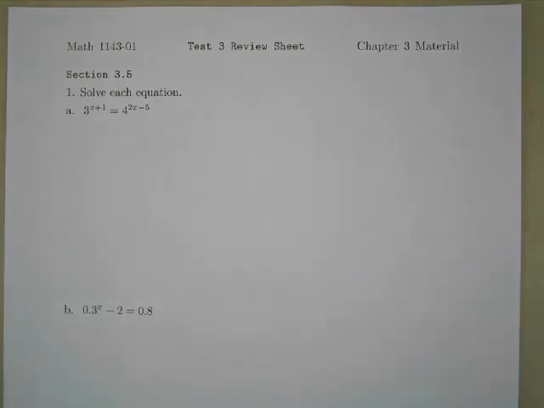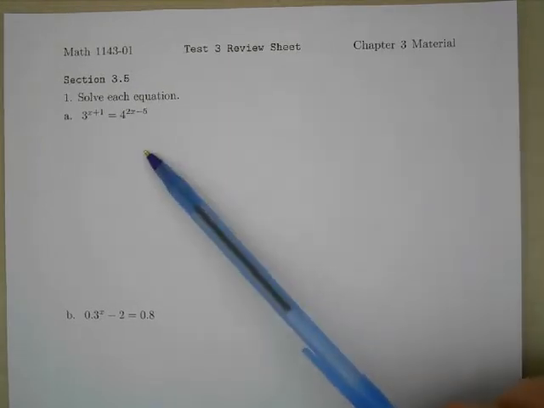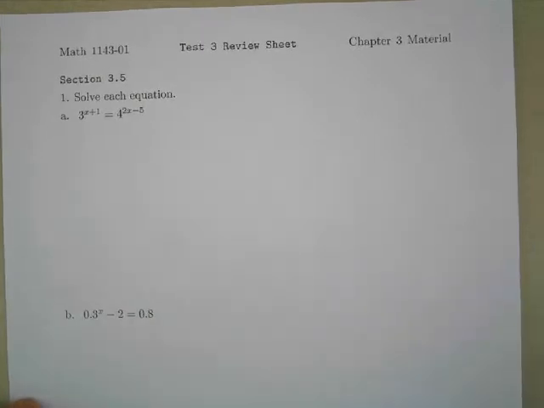Math 1143, Test 3 Review Sheet, Chapter 3 Material, Section 3.5. We'll solve this exponential equation: 3 to the x plus 1 equals 4 to the 2x minus 5.